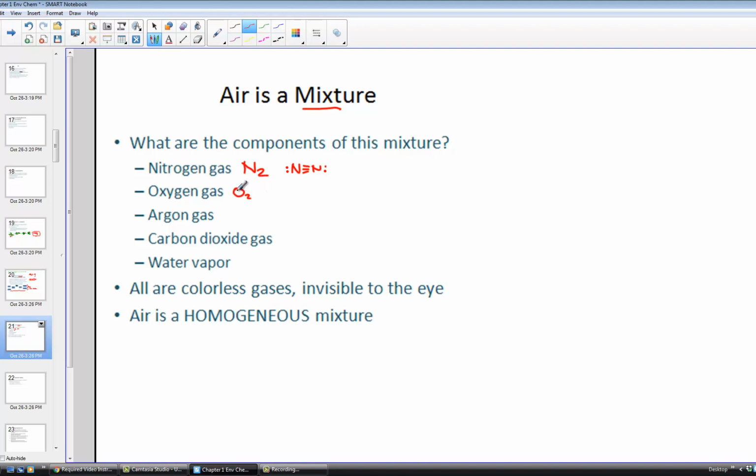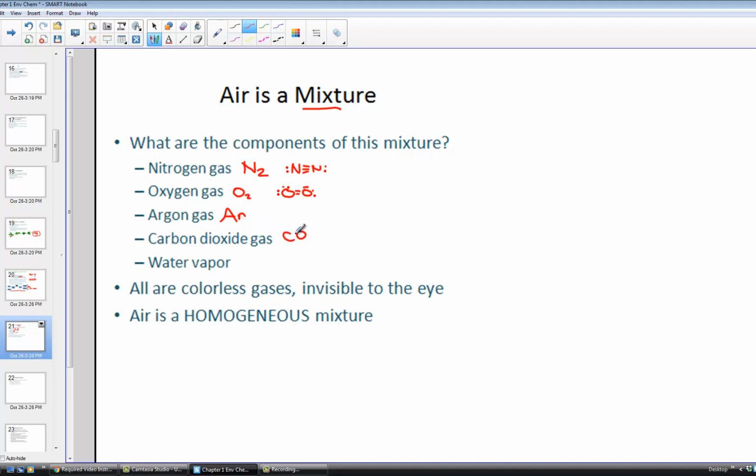Oxygen gas is also a diatomic molecule. Oxygen, we'll soon learn, is a double bonded molecule. I'm drawing little electron pairs if you were wondering. We'll get to this lesson with Lewis dots. Argon gas is a noble gas, so it's not bonded to anything. So argon, an element built of just atoms, is written as Ar, its atomic symbol.